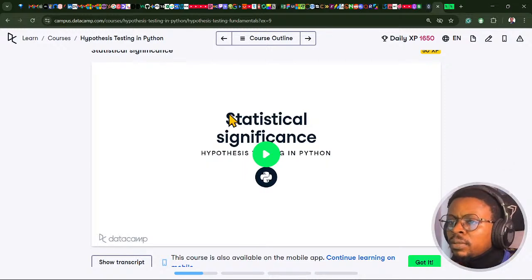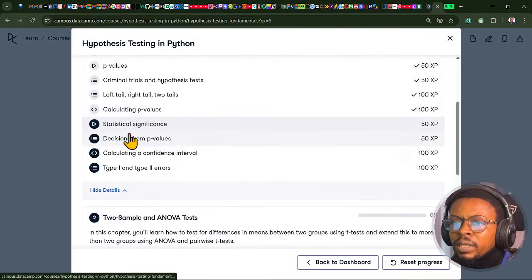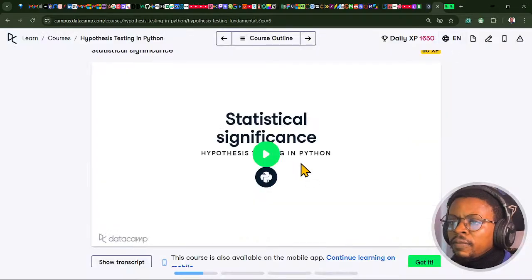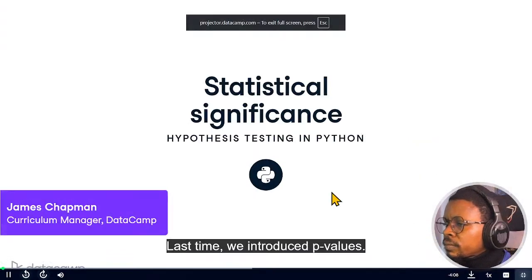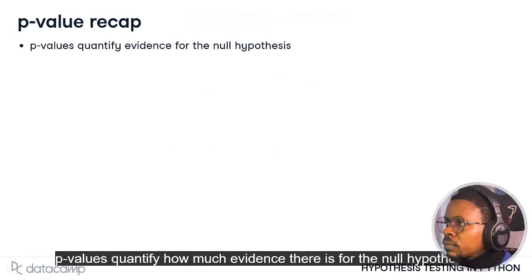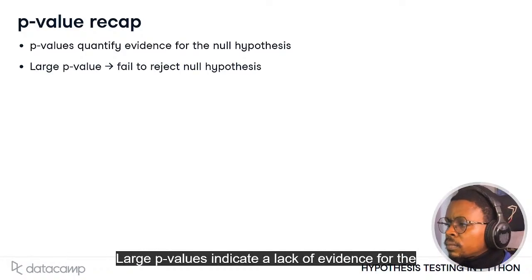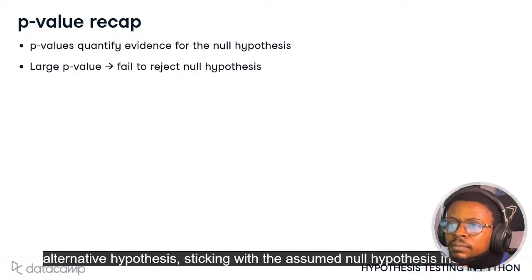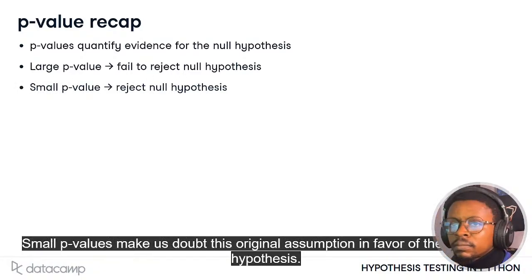Okay, now let's look at statistical significance. That should be the last lesson here for this chapter. Last time, we introduced p-values. P-values quantify how much evidence there is for the null hypothesis. Large p-values indicate a lack of evidence for the alternative hypothesis, sticking with the assumed null hypothesis instead. Small p-values make us doubt this original assumption in favour of the alternative hypothesis.